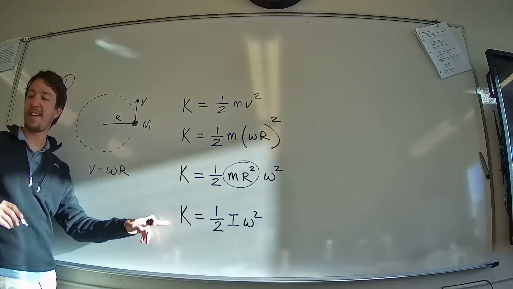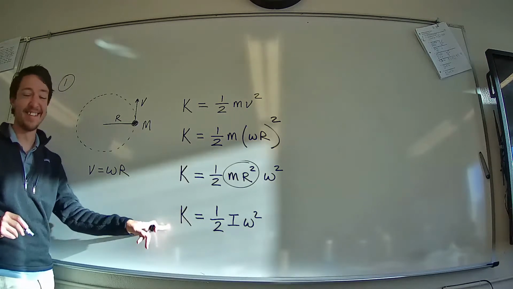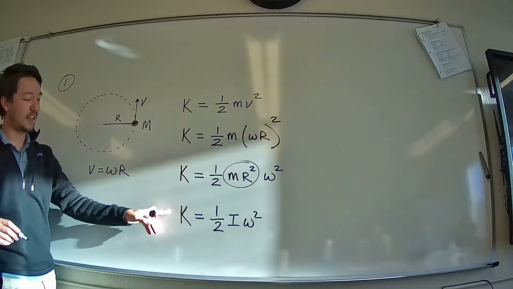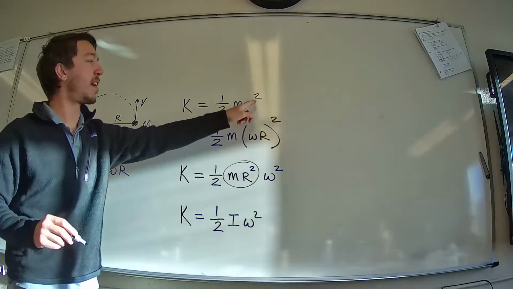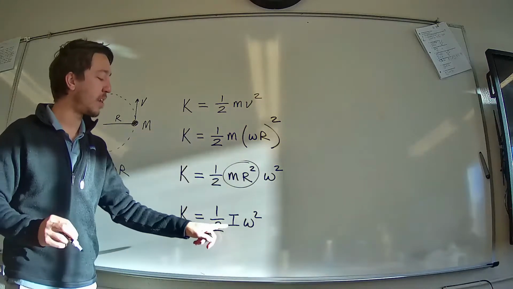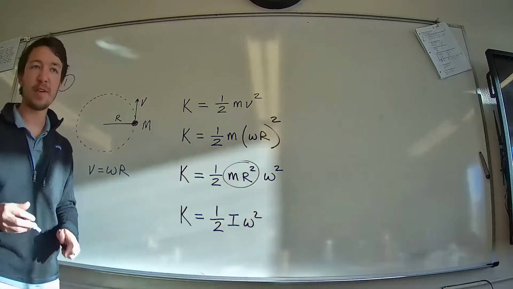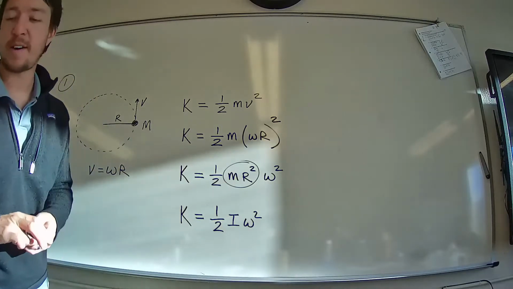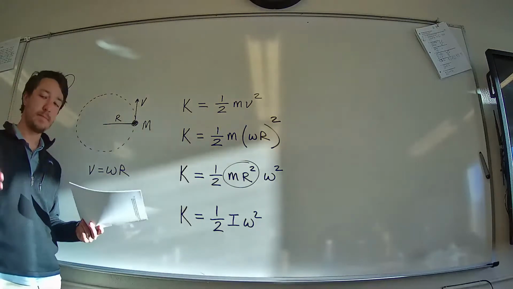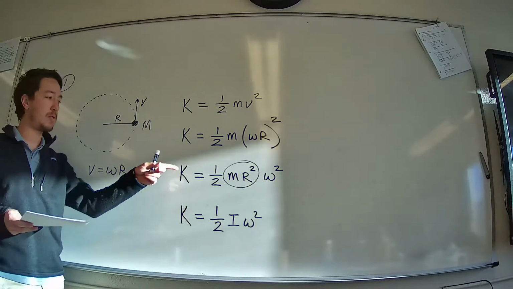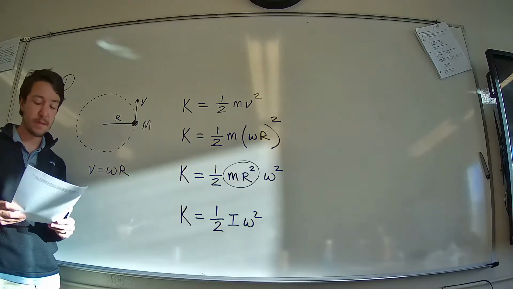Now, isn't that lovely? Do you see? Instead of being 1/2 mass times velocity squared, it's 1/2 times the rotational mass times the rotational velocity squared. Beautiful. Isn't that nice how it just works out? Again, that's one of the many reasons why we choose to define I that way. Makes it a useful quantity.